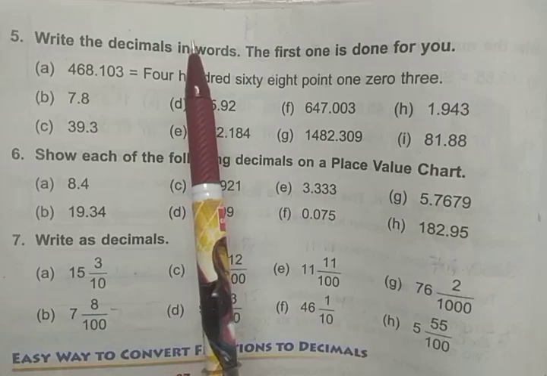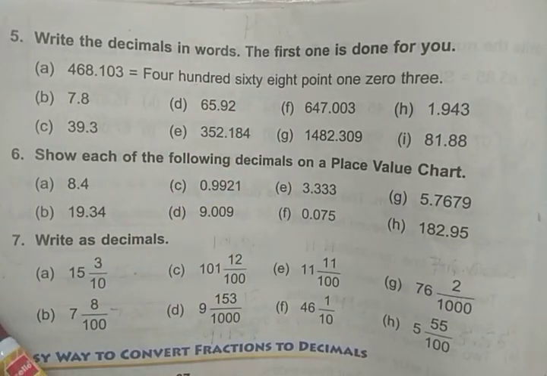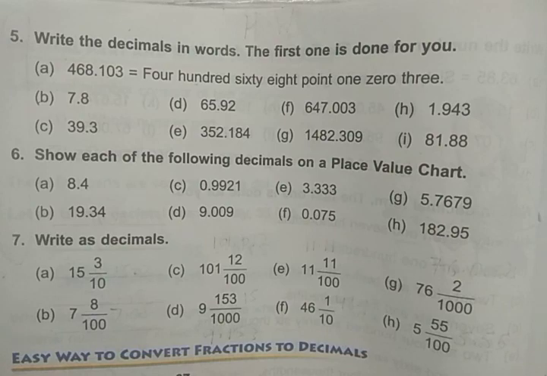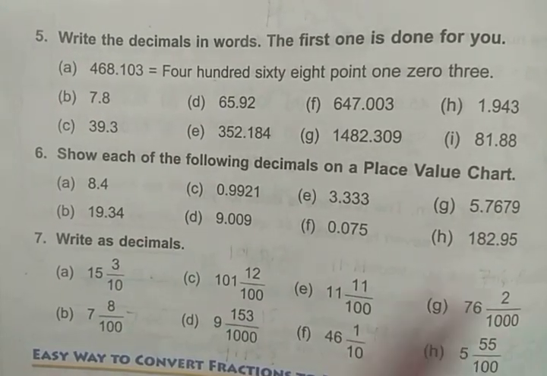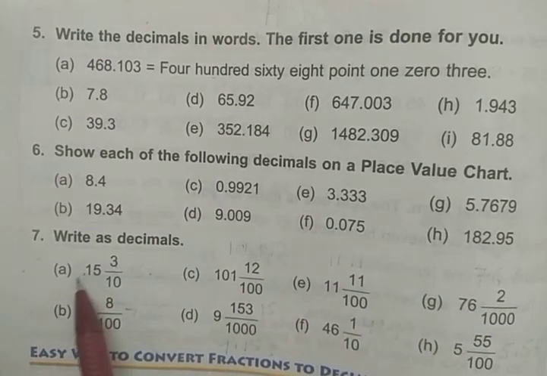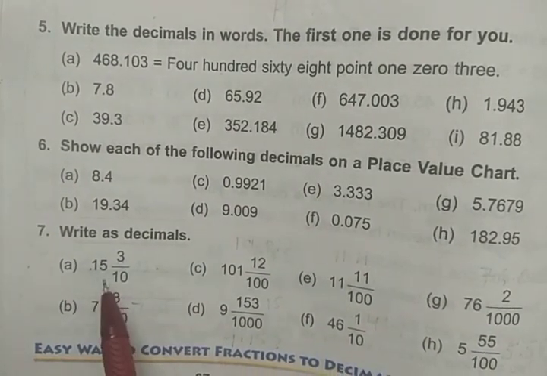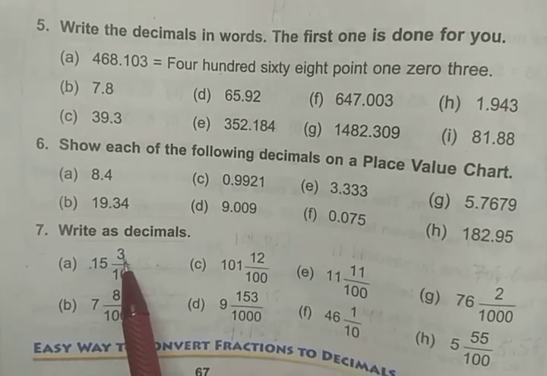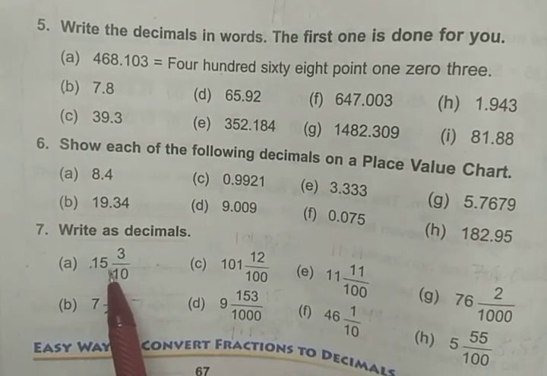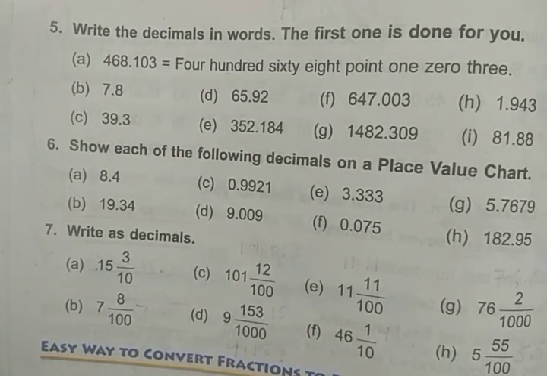468.103. ये हमारा वर्ड्स में है, but जो हमने पहले किया है अभी, that is the number name. So that is the difference. And then write as decimal. So how can you write? जो whole number part है, it is separate, and this 3/10 means 0.3. So 15.3 is the answer, right?